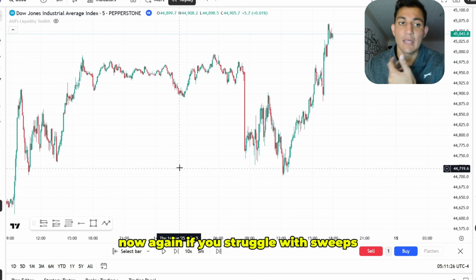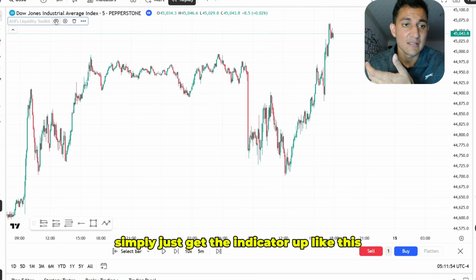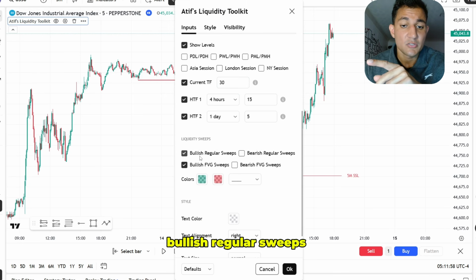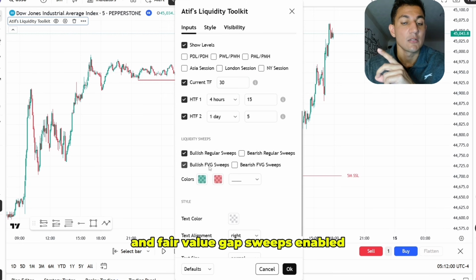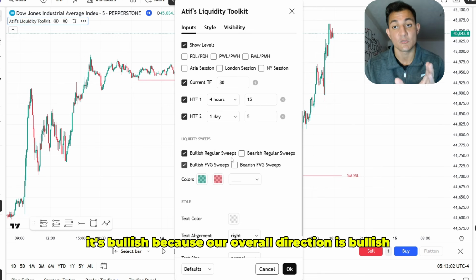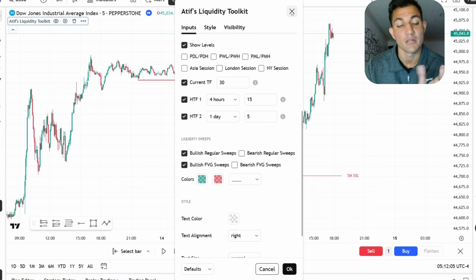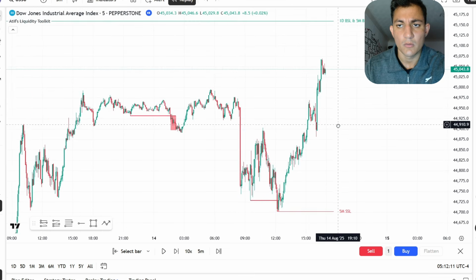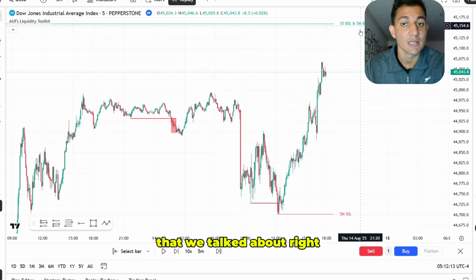Again, if you struggle with sweeps, simply get the indicator up like this. Let me get the settings up. Go down and make sure you've got bullish regular sweeps and fair value gap sweeps enabled. Now it's bullish because our overall direction is bullish, right? So it's really, really important to understand that. And we'll keep liquidity on. So again, here's the 4 hour high that we talked about right at the beginning.